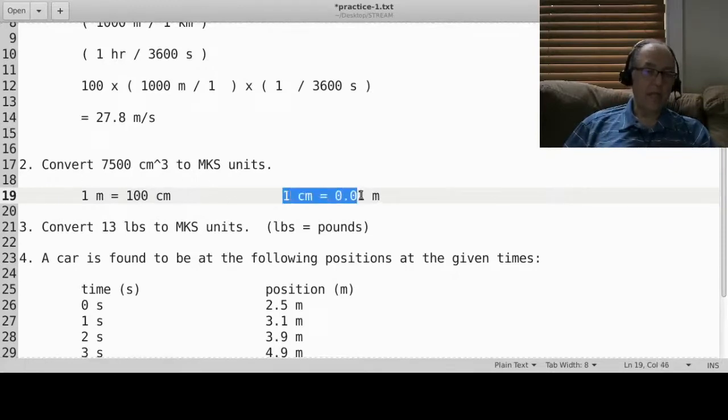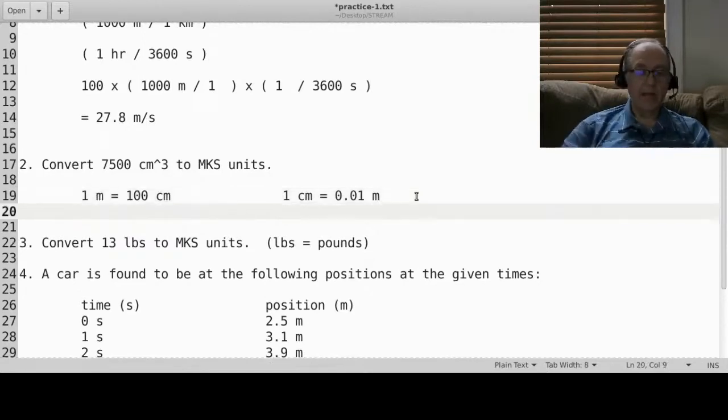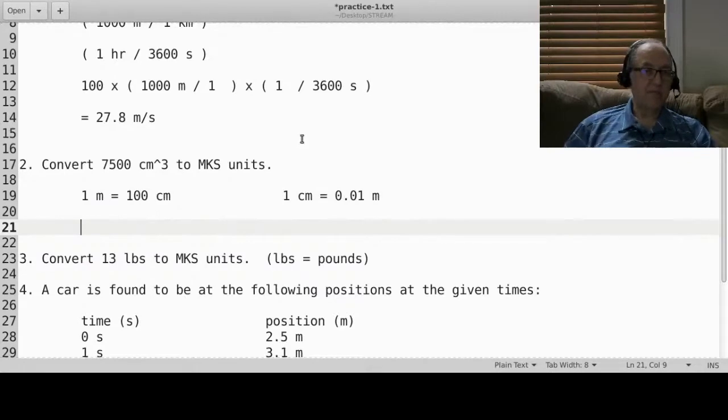Basically, all you do to get this from this is you divide both sides by 100. But I like doing it this way. Take the bigger unit and express it in terms of how many of the smaller units you have. And there it is. So you have 1 meter is 100 centimeters. Now, the next thing we want to do is form one of these fractions.